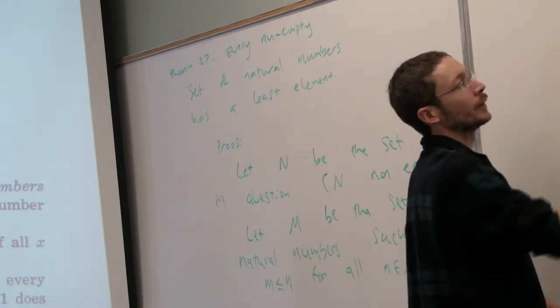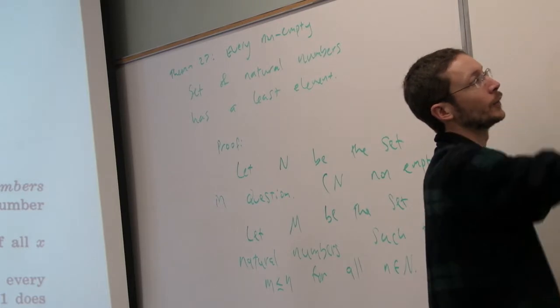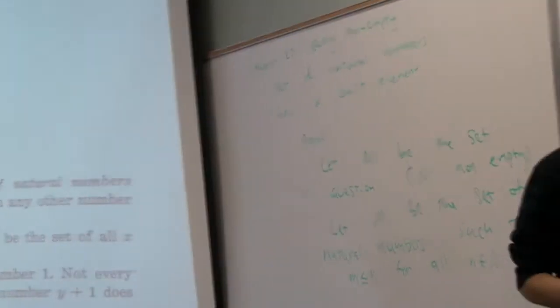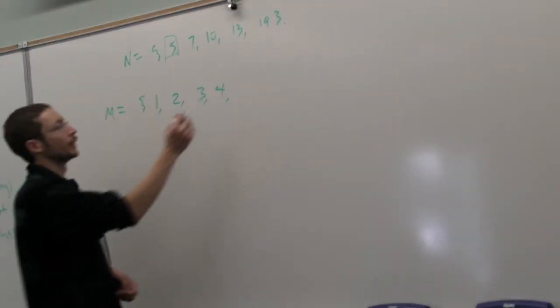Well, 1 is smaller than or equal to all those. 2 is, 3 is, 4 is, because we're only looking at naturals. So are we done, or is there another element? Is 5 in there? Yes, 5 is in there.